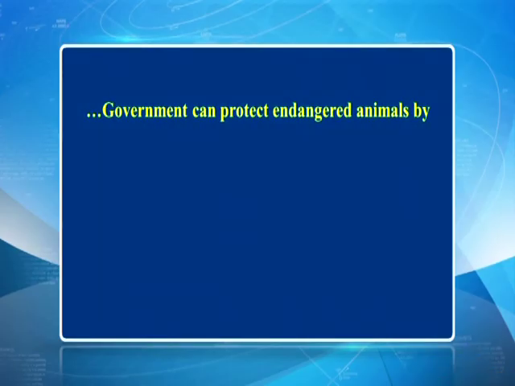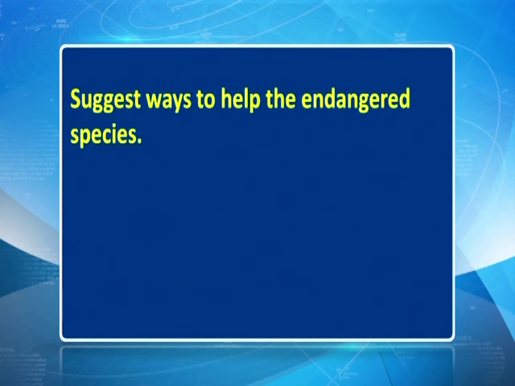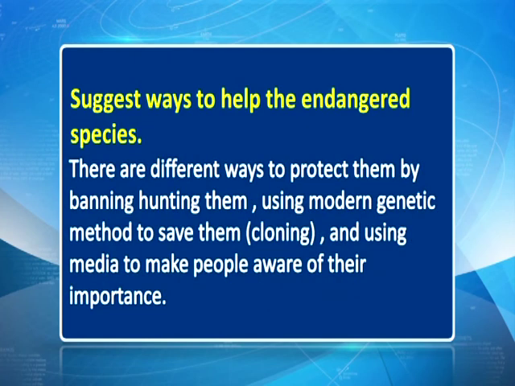Our next question is, government can protect endangered animals by what? What do you think? Stopping destroying habitat and setting strict rules for hunting. If we want to put it in a full sentence, we will say there are different ways to protect them by banning hunting them, using modern genetic method to save them, in other words, cloning, and using media to make people aware of their importance.